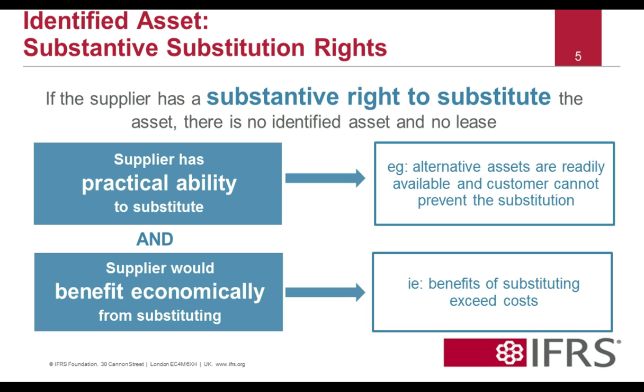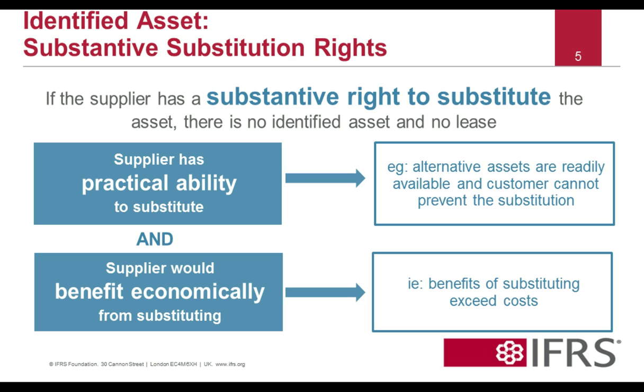A supplier is considered to have a substantive substitution right if two criteria are met, and it is the case that both must be met. One is not enough. The first of these criteria is that the supplier needs to have the practical ability to substitute the asset throughout the contract term. That might be the case, for example, if it has other identical assets readily available and it is easy for the supplier to perform the substitution. The second of these criteria is that the supplier would have to benefit economically from substituting. Essentially, that means the benefits that the supplier would get from substitution would exceed any cost.